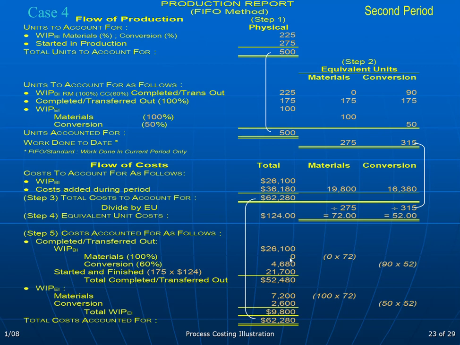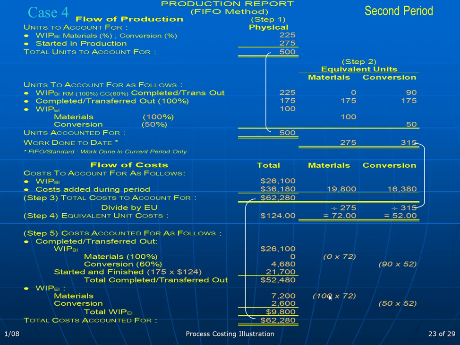It's going to be these three numbers right here. Then we have 175 units that are fully completed during the period, so they're costed at our full rate of 124, so that's the 2170. So what's the full cost of what was completed and transferred out, the entire 400 units? It's $52,480. And then the 100 units in ending inventory is unimpacted by whether we're using FIFO or weighted average.